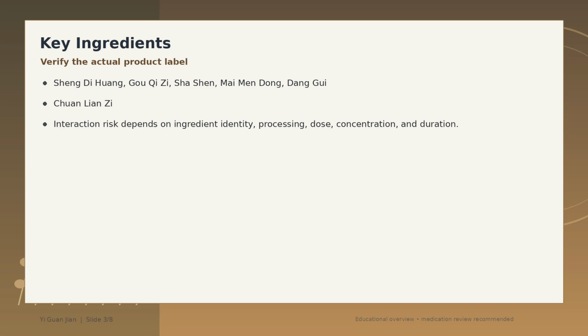The exact composition can vary by lineage, manufacturer, granule concentration, and modification. For interaction analysis, the actual ingredient label and dose are more important than relying only on the traditional formula name.